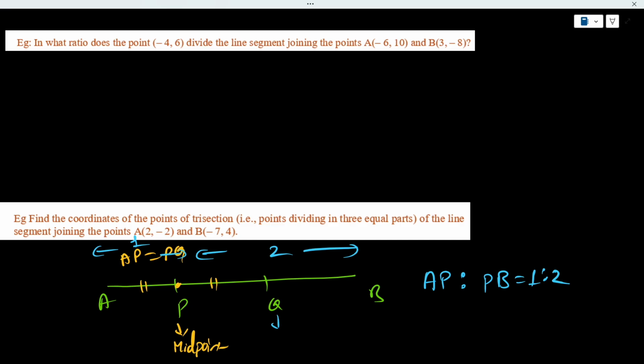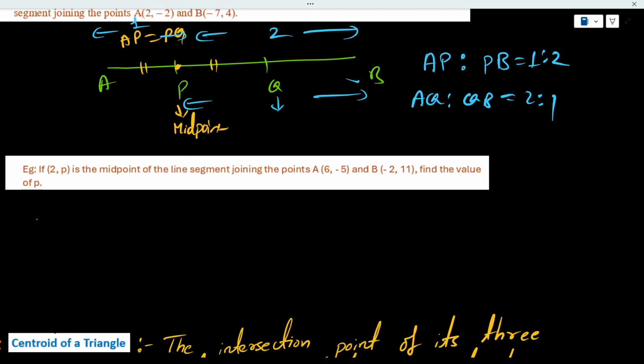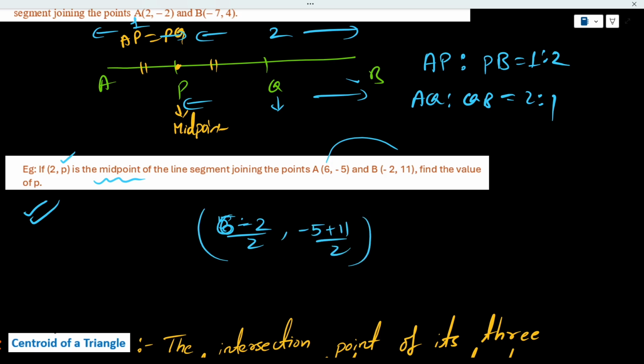Or Q will be the midpoint of PB, right? Or if I am finding here AQ is to QB, it is going to be 2 is to 1. So using the section formula, you can solve the question. Here you can use the midpoint formula because it says midpoint, and to calculate the value of P, I can take here how to get the coordinates of P. 5, this is 6. 6 minus 2 by 2, comma, minus 5 plus 11 by 2. If you take it, that will be equal to 2, comma, P. So the coordinates of P, you can get from here.